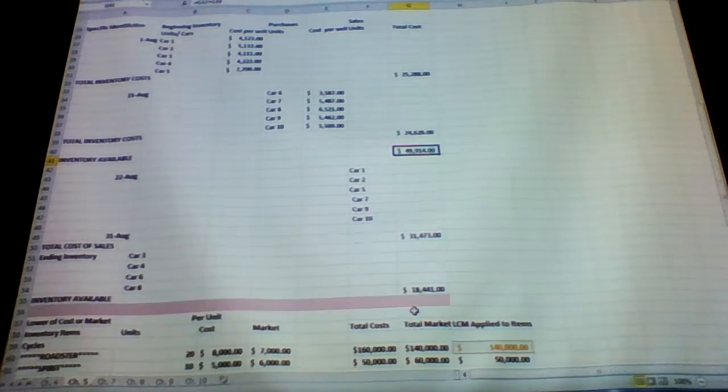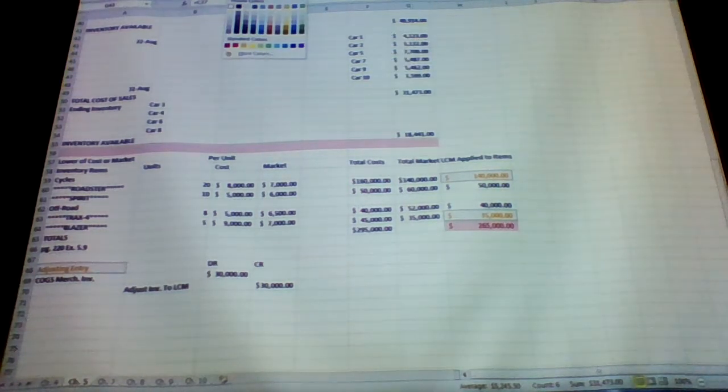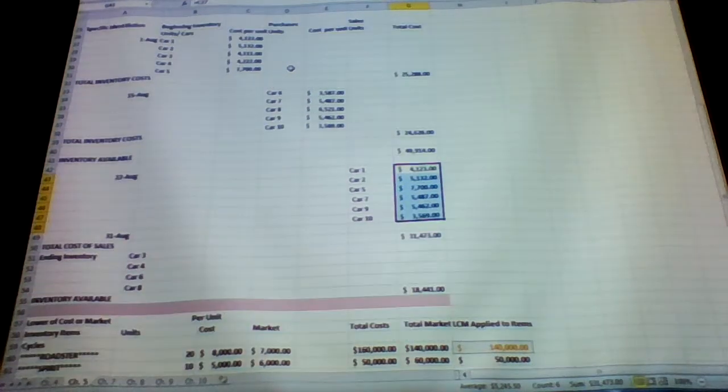Now on the 22nd, I'm going to scroll that up a bit, we sold car 1, car 2, car 5, car 7, car 9, and car 10, leaving us with cars 3, 4, 6, and 8. The cost of those cars, if you will pay attention here, I'm highlighting, is the same as what it would have cost us. Car 1, $41.23, car 2, $51.32, car 5, $7,700, car 7, $54.87, car 9, $54.62, car 10, $35.69.